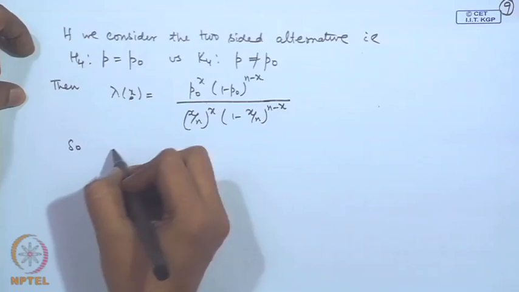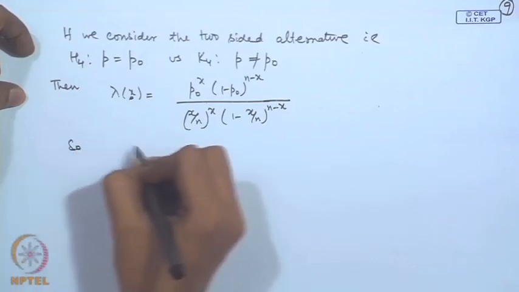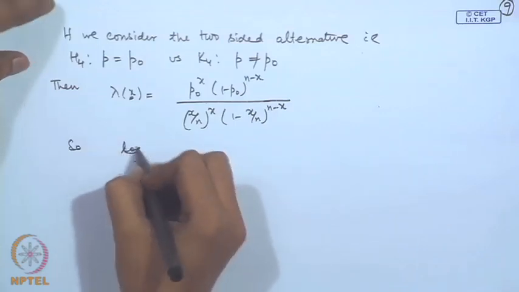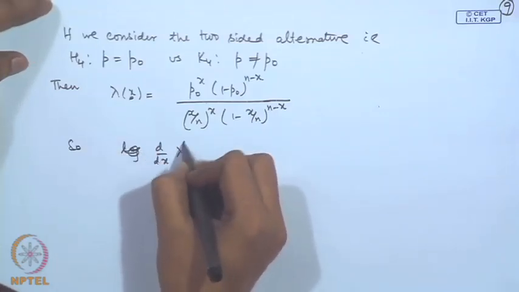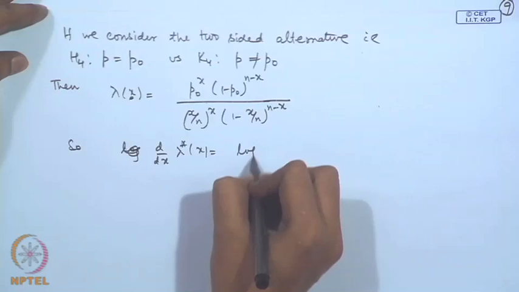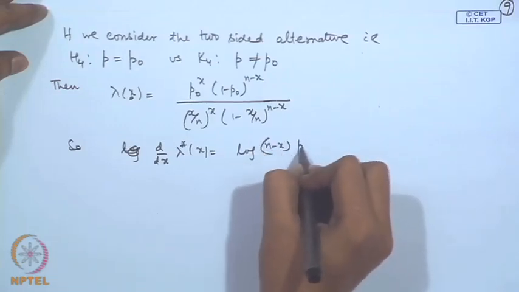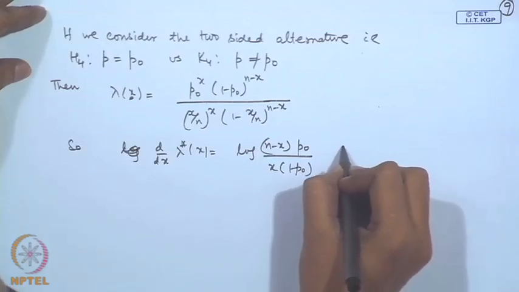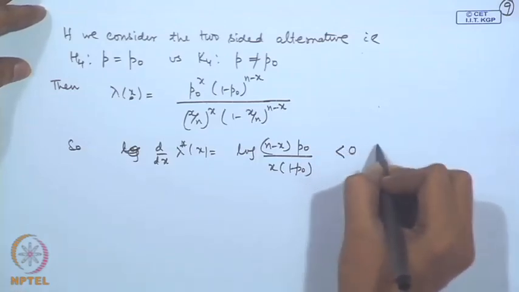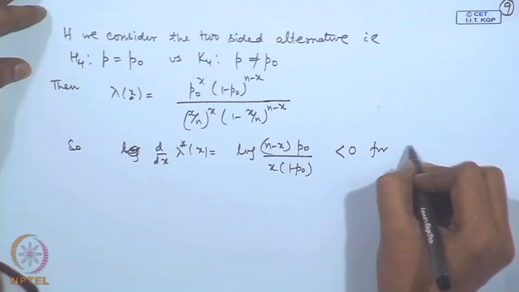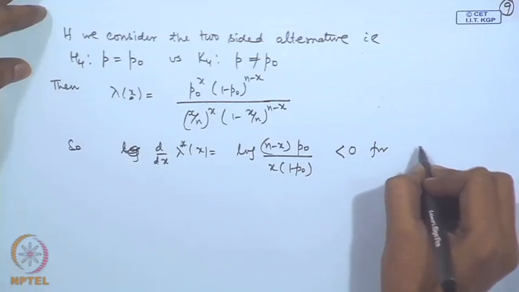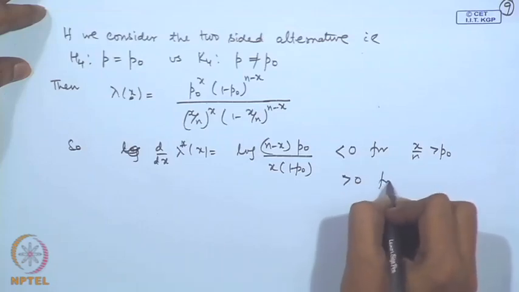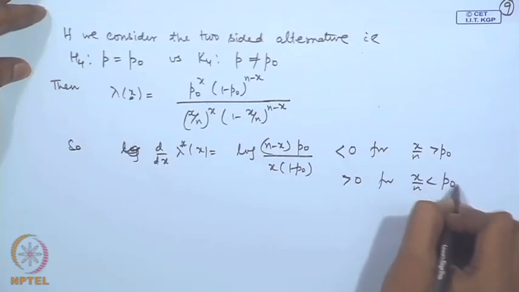So, the behavior of lambda star, we have seen that derivative d by dx of lambda star x, that is equal to log of n minus x into P naught divided by x into 1 minus P naught. So, this is less than 0 for x by n greater than p naught and it is greater than 0 for x by n less than p naught.